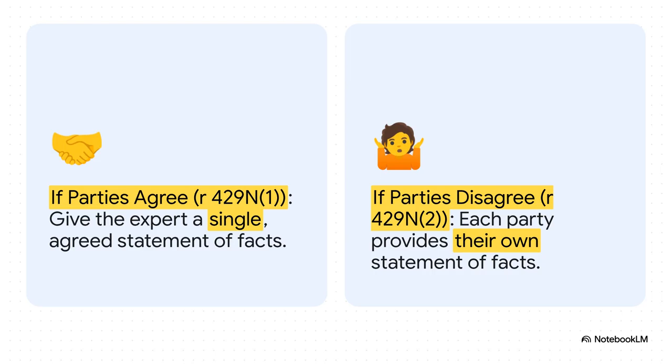So this brings up a really common practical problem. What facts does the expert actually use? Well, Rule 429N gives you a fork in the road. Sub-Rule 1 is the dream scenario. You give the expert a single, agreed statement of facts. Perfect. But if you can't agree, Sub-Rule 2 lets each party provide their own version. This is a classic exam question, so make sure you know both sub-rules of 429N inside and out.